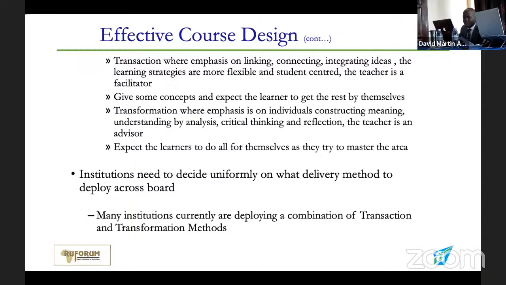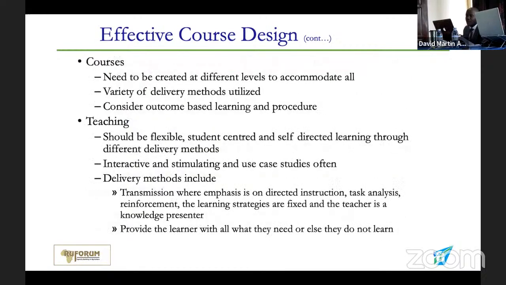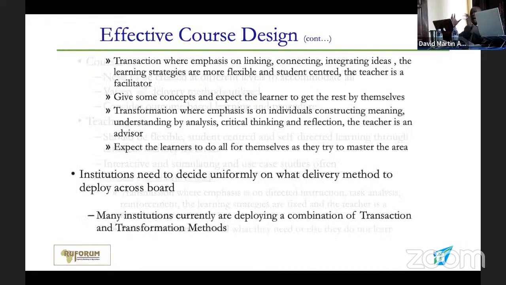It is a high end, which connects directly to the deep learning approach, if you can relate. So you have deep learning going with transformation. You have strategic approach going with transaction. And you have surface going with transmission. Okay? Those methods work hand in hand.